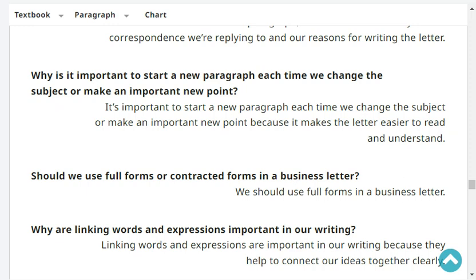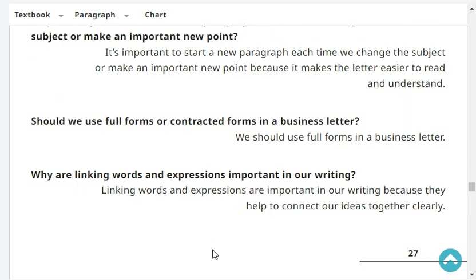Should we use full forms or contracted forms in a business letter? We should use full forms in a business letter.